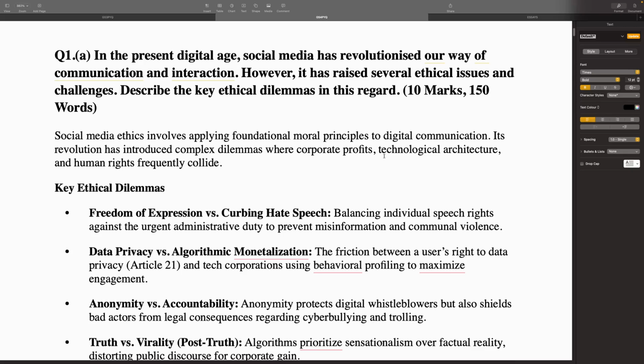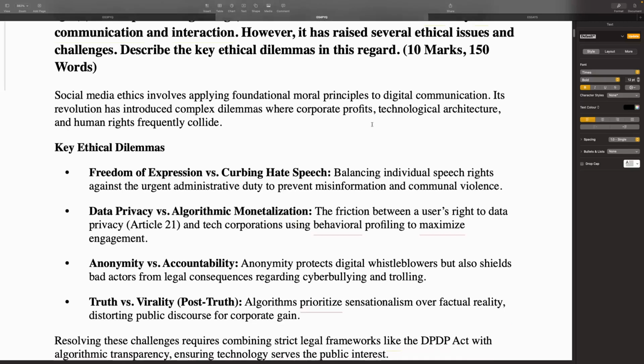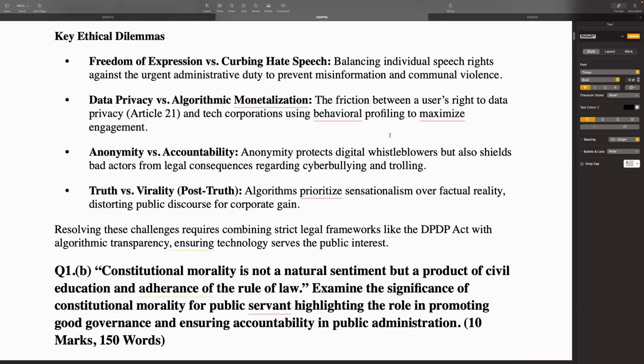The key ethical dilemmas: freedom of expression and curbing hate speech, balancing individual speech rights against the urgent administrative duty to prevent misinformation and communal violence. Data privacy versus algorithmic monetization: the friction between a user's right to data privacy, Article 21, and tech corporations using behavioral profiling to maximize engagement. Anonymity versus accountability: anonymity protects digital whistleblowers but also shields bad actors from legal consequences regarding cyberbullying and trolling.